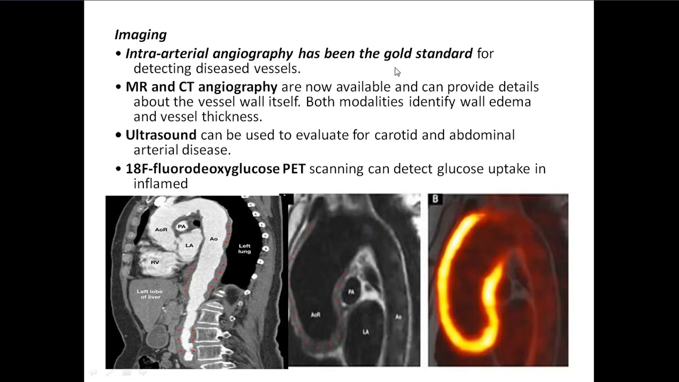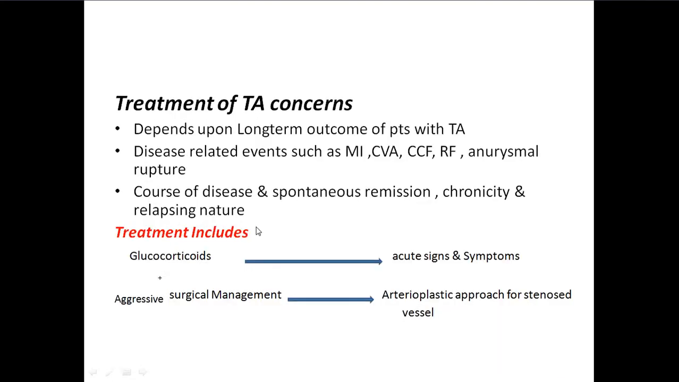Intra-arterial angiography has been the gold standard for detecting the diseased vessels, whereas MR and CT angiography can also be done. And the treatment depends upon the long-term outcomes of the patient that has arteritis. The treatment includes steroids with aggressive surgical management. So for acute signs and symptoms, you can give steroids, whereas if there is arterioplastic, there is very high stenosis, then you have to go for surgical management.